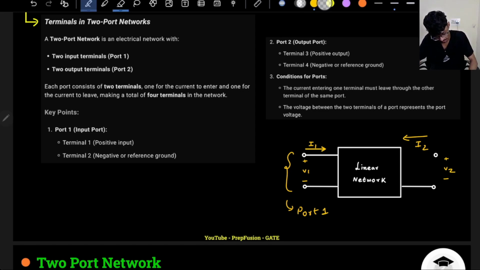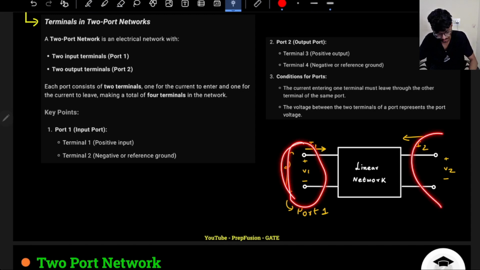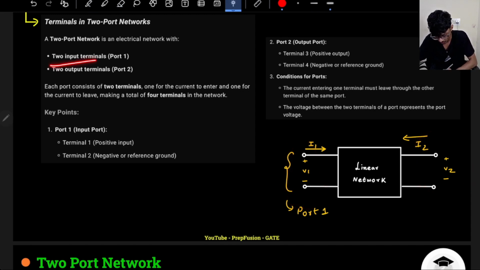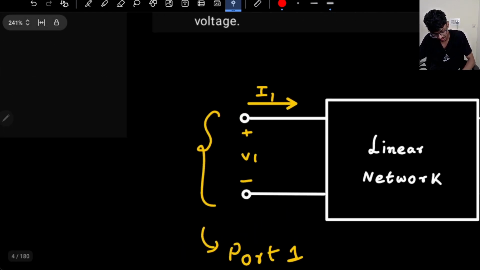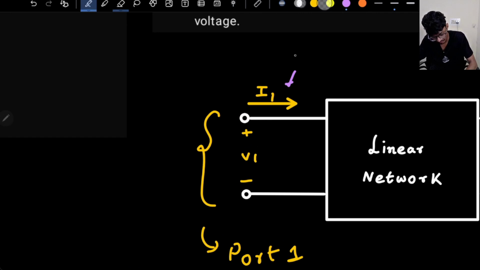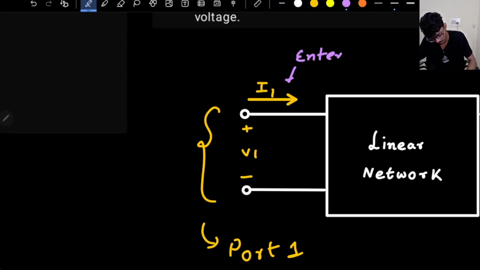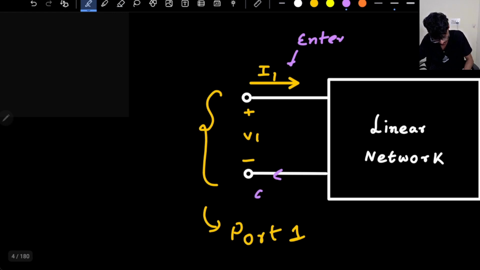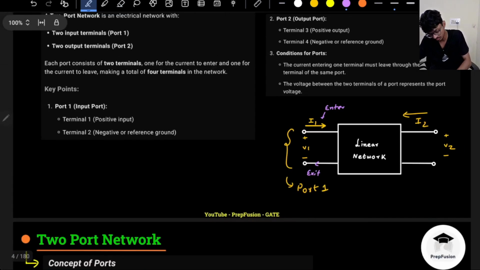In a two-port device, a port has two terminals. One is the input port and the other the output port, so there are two input terminals and two output terminals. Each port consists of two terminals, one for the current to enter and another for the current to leave. Through a single terminal the current will enter, and the same current will exit from the other terminal. That is what a port means.